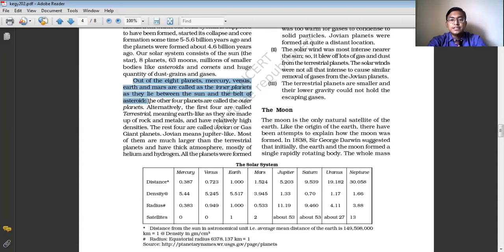Okay, and these inner planets are Mercury, Venus, Earth, and Mars. That is the first four planets. The first four planets of our solar system are the inner planets.